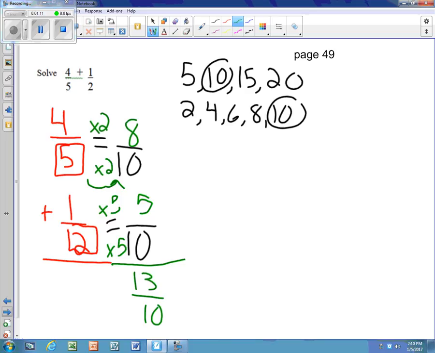I cannot leave my answer as 13/10 because it's improper. Improper means that the numerator is greater than the denominator. So I say 13 divided by, that's what that line means, 10. 10 can go into 13 one time, and then there are 3 pieces left over out of 10. So my answer is 1 3/10.